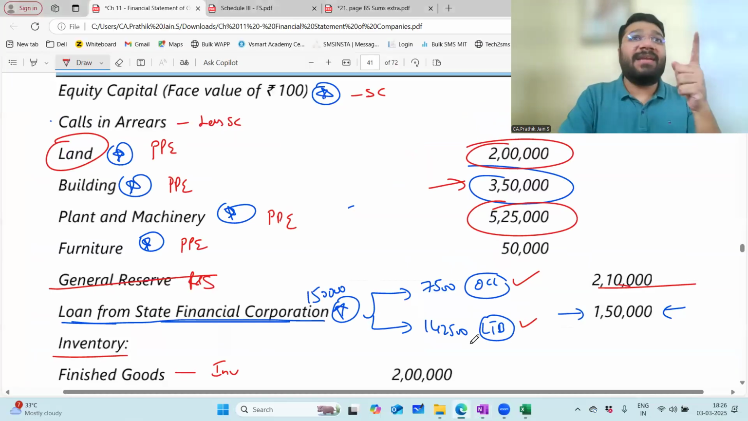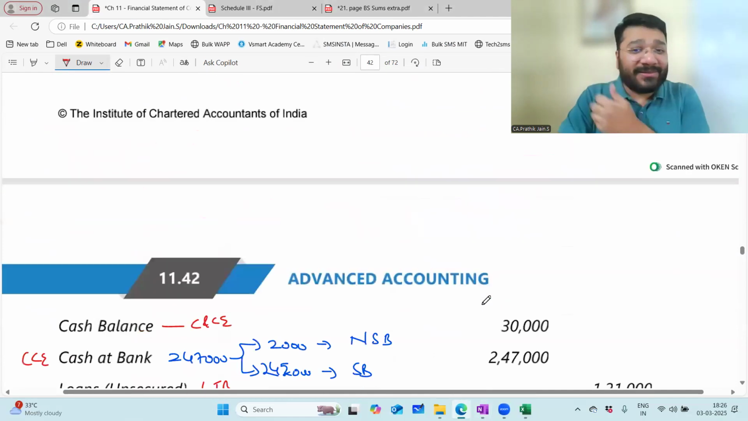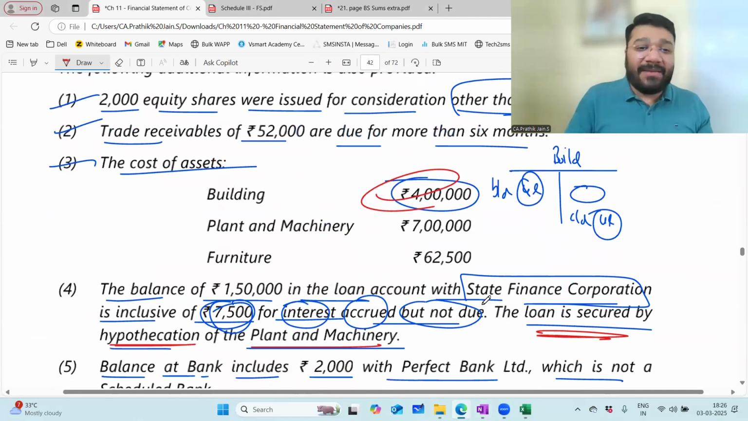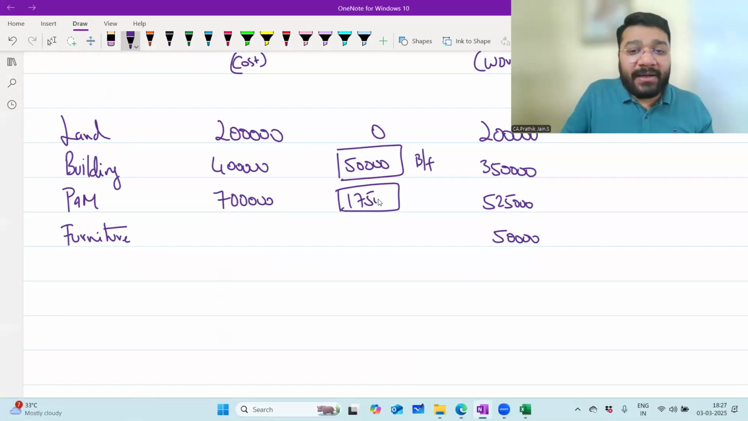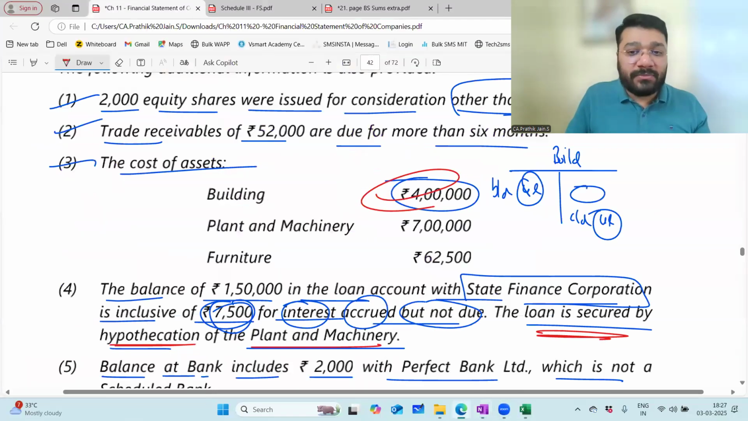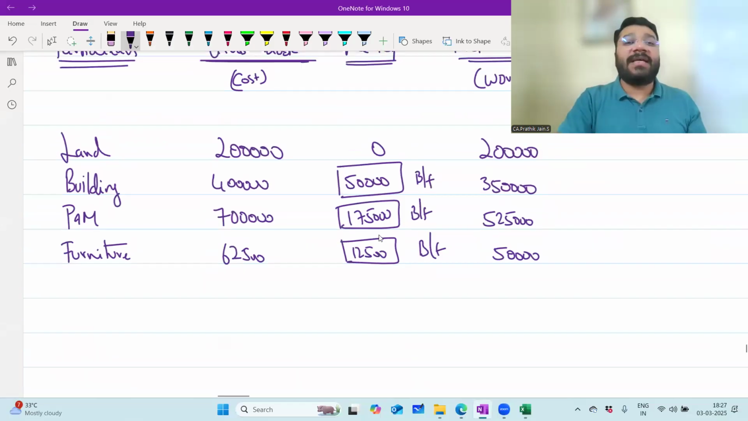Smart work. That's what I said in the last class. Hard work is important. Equally, what is important? Smart work. Plant and machinery: gross is how much? 7 lakh. So what is the accumulated depreciation? 1,75,000, balancing figure. Next, furniture: gross block is how much? 62,500. How much is the balancing figure? 12,500 is accumulated depreciation. This is just a disclosure requirement.